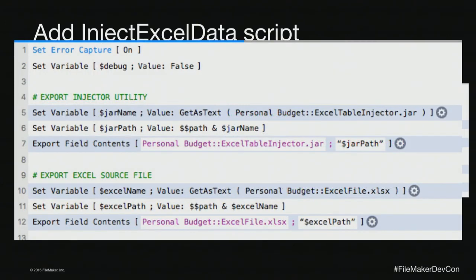So here's a little closer look at that script and the changes you'd be making. In our case, we're in a file called Personal Budget, and I've got a container field called Excel Table Injector, and another one called Excel File.xlsx. And into those, obviously, I've pasted the 2 things.